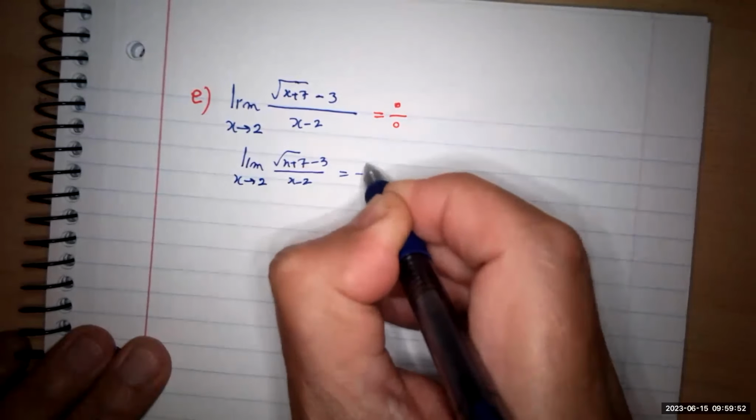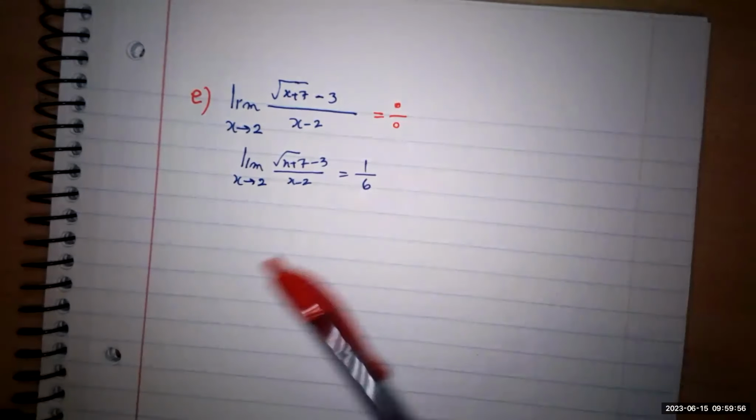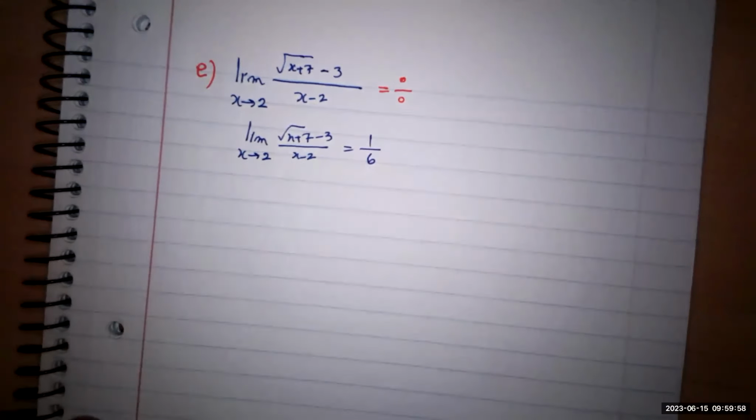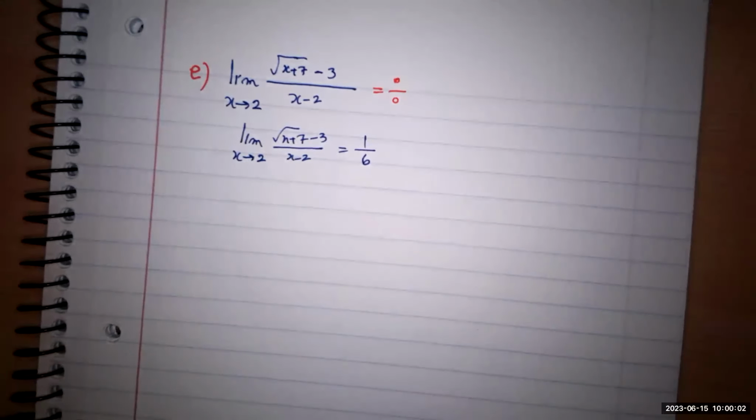Okay, it's going to be 1, 1, 6. I leave a space here when I post this one for you. I give you the solution here, but you can check it for yourself to just make sure you know it. So that's going to be the case for number E.